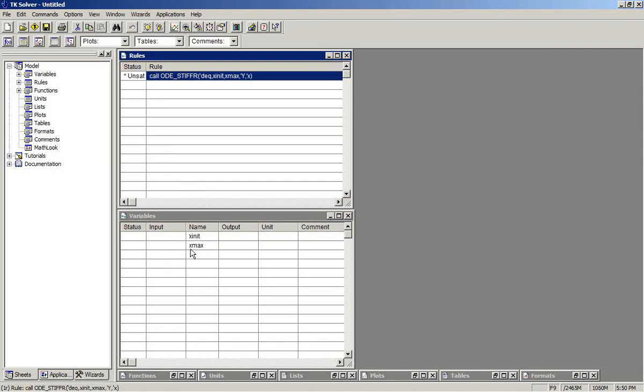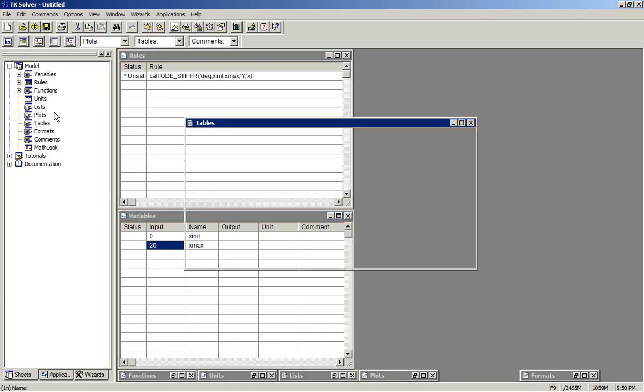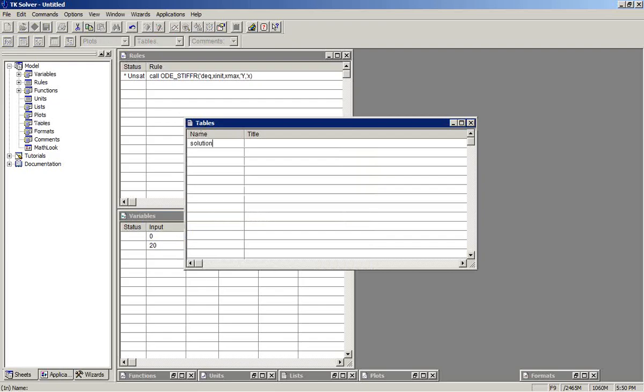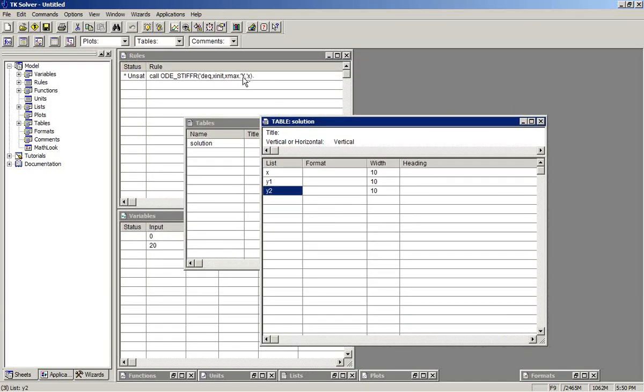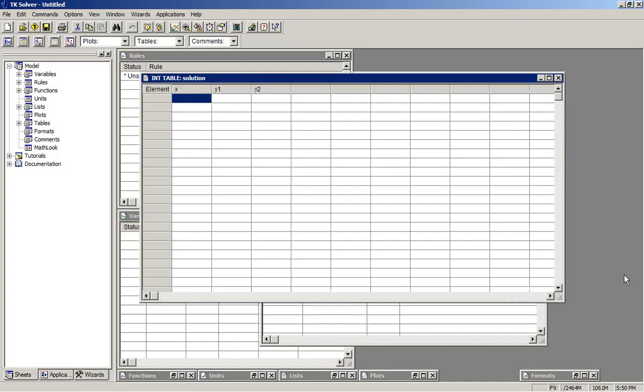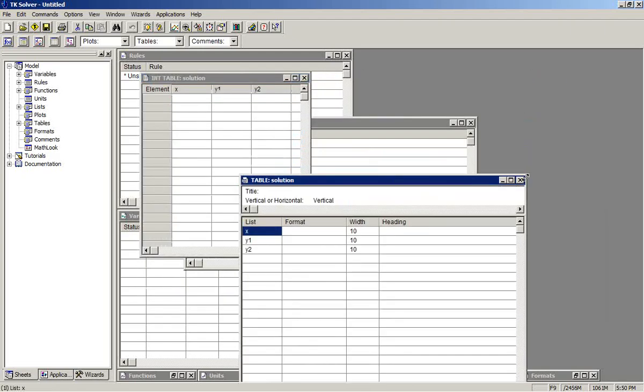See the variables appear here on the variable sheet. We'll say that this is going to go from 0 to 20. Next, I'll create the solution table. Open that. Tell it that we'll use x, y1, and y2. y1 and y2 will be the two columns that make up that solution matrix that we called y here in the rule. So here's the table that will contain our solution.